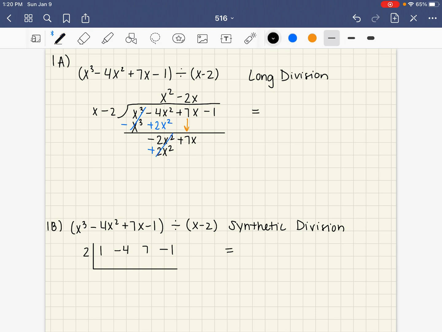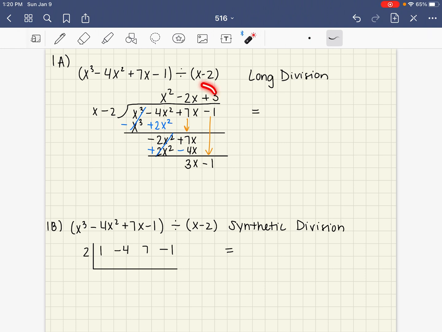These will cancel. And then -2 times -2x is a positive 4x, but we're subtracting. Draw our bar. First two cancel. We bring down and get 3x, and we bring this -1 down. How many times does x go into 3x? That is 3 times.